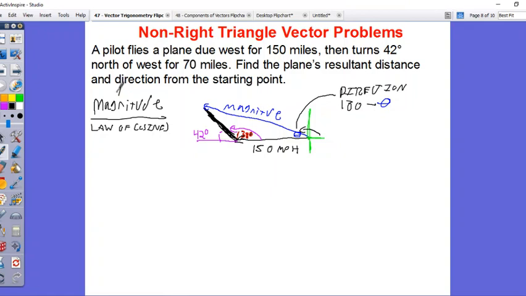And we do find the magnitude first. All right? And so I know that, let's call the magnitude m. Once you get used to that law of cosines, you can say m is equal to the square root of 150 squared plus 70 squared minus 2 times 150 times 70 times the cosine of 138 degrees.